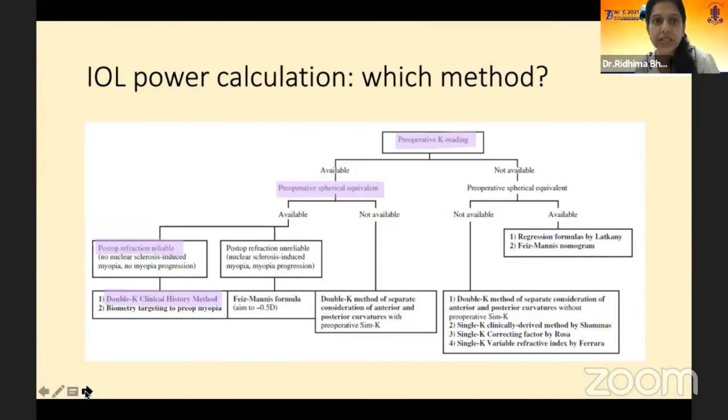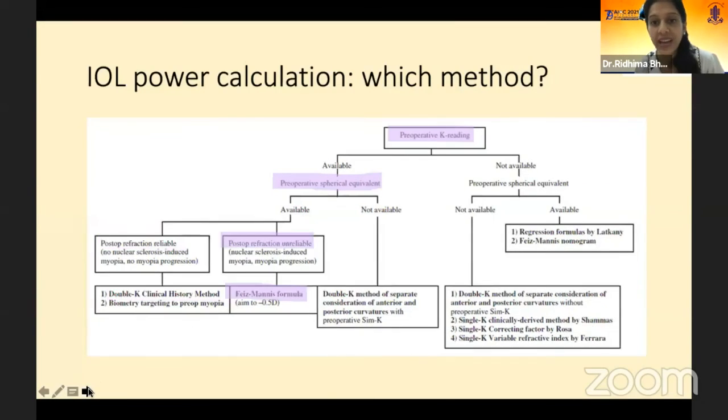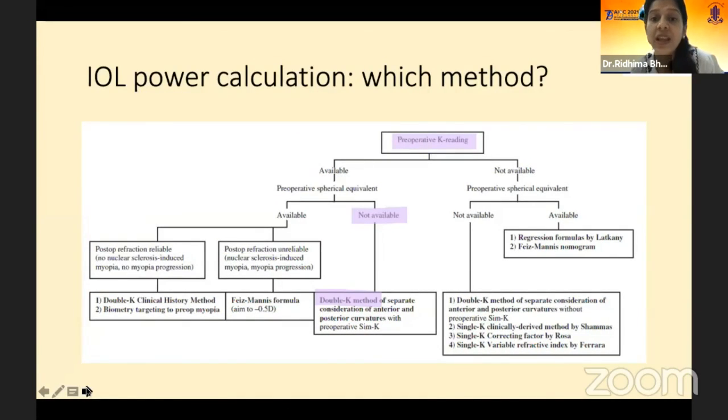Just to summarize which formula to use depending on what history is available: if you have the pre-K reading as well as the pre-laser refraction and the post-laser immediate refraction, we can go ahead with the clinical history method. Whereas if you do not have a reliable post-laser refraction, but the pre-laser K as well as refraction were available, there is the Feiz-Mannis formula that uses only the preoperative K along with the axial length to give you the IOL power. If the pre-op K was not available, you can use the double K method. If the pre-op K was available and the refraction is not available, you can use the double K method for sure.